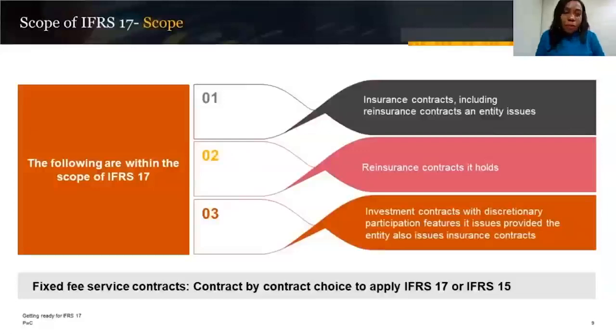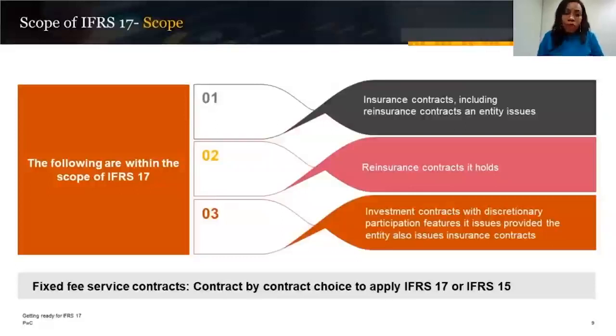So looking at the scope of IFRS 17, it covers your insurance contracts issued, which would include insurance contracts issued by core insurance companies or any company at all, and also your reinsurance contracts issued, which are basically insurance contracts issued to an insurance company. Then the reinsurance contracts that you hold, and lastly your investment contracts with discretionary participation features.